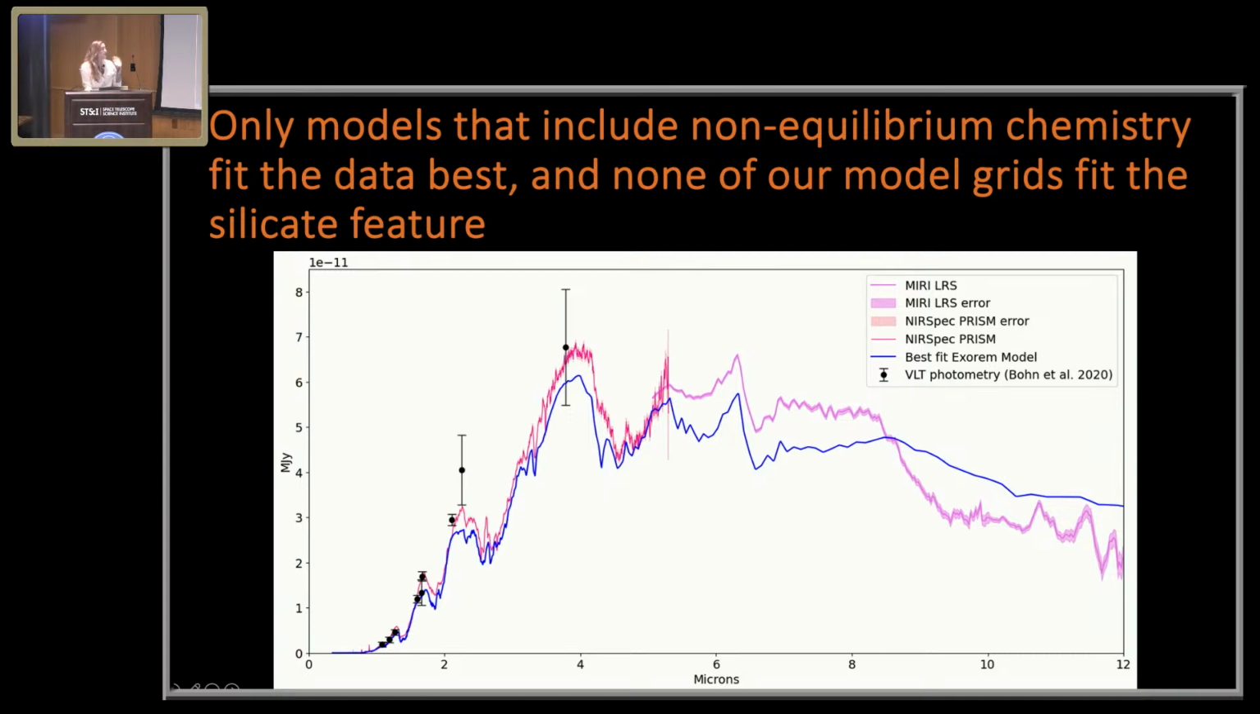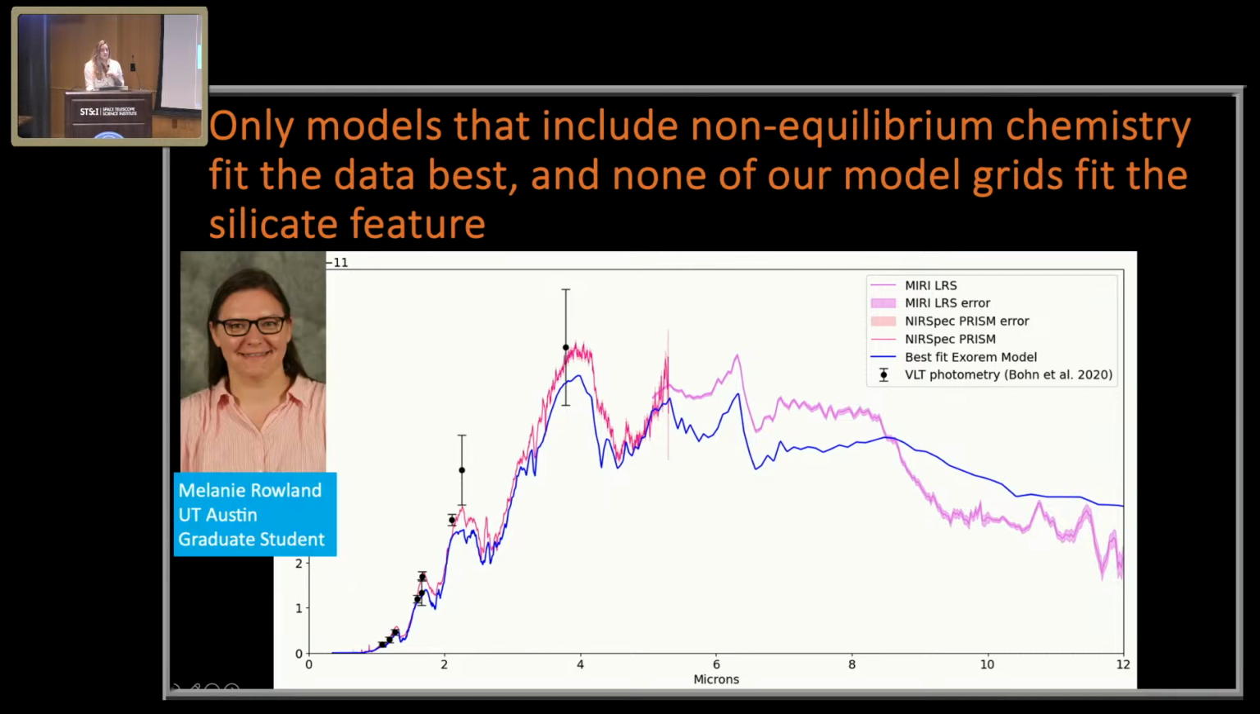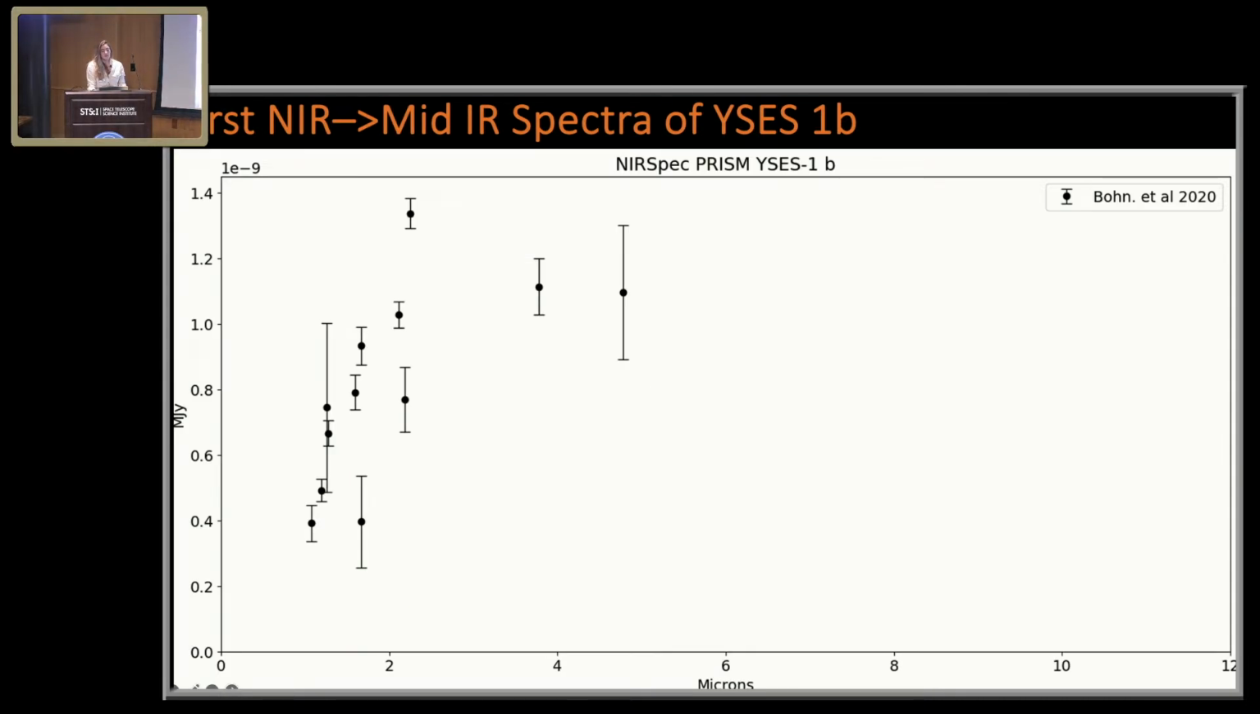Trying to model this with non-equilibrium chemistry and clouds is notoriously difficult, and it doesn't fit very well. And this is our best fit model currently. Now, we are just using forward models, no retrievals yet. But don't fear. Melanie Rowland at UT Austin, who's a grad student, is working on creating models for the silicate cloud features.